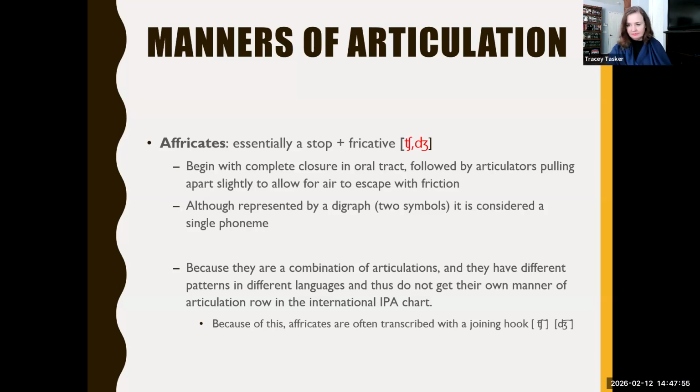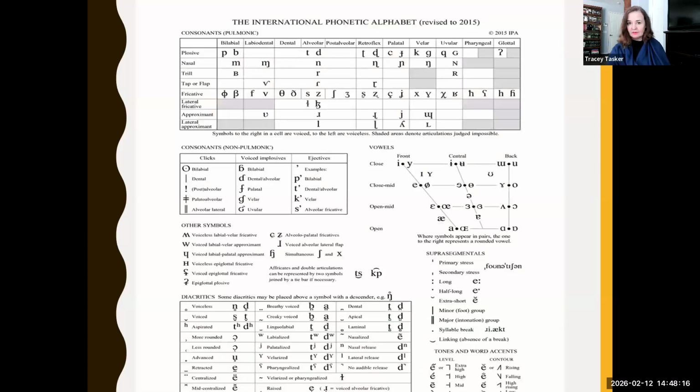Don't get too bogged down in the International IPA chart. The International IPA chart does not have them as a separate row, but we have them as a separate row. You're going to learn about them separately. When we are working as a speech therapist, we always treat them as separate sounds, okay? As you could see, what I just mentioned, you won't see an affricate line or row in the International Phonetic Alphabet chart, but you will see it in ours.